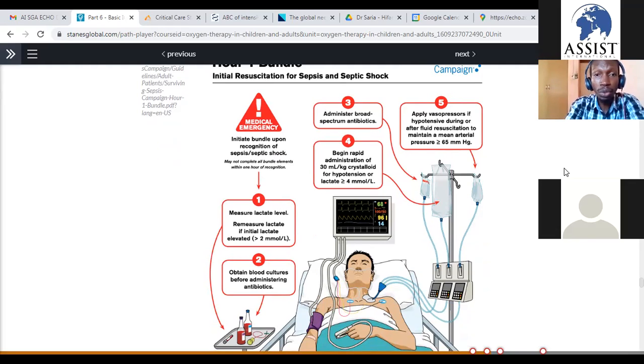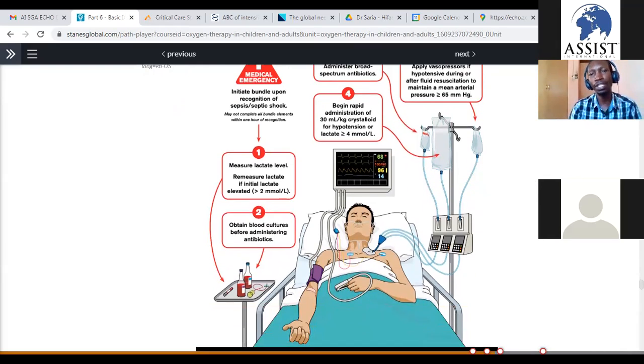And here, we usually need to take lactate levels from our central lines. We take samples, at least several of them, and we have to administer fluid boluses immediately. Then after that, only then we can administer broad spectrum antibiotics, while we have already taken the samples for the cultures. And then after that, if there is no response to the fluid boluses, you are allowed to proceed with the application of vasopressors within the first hour.